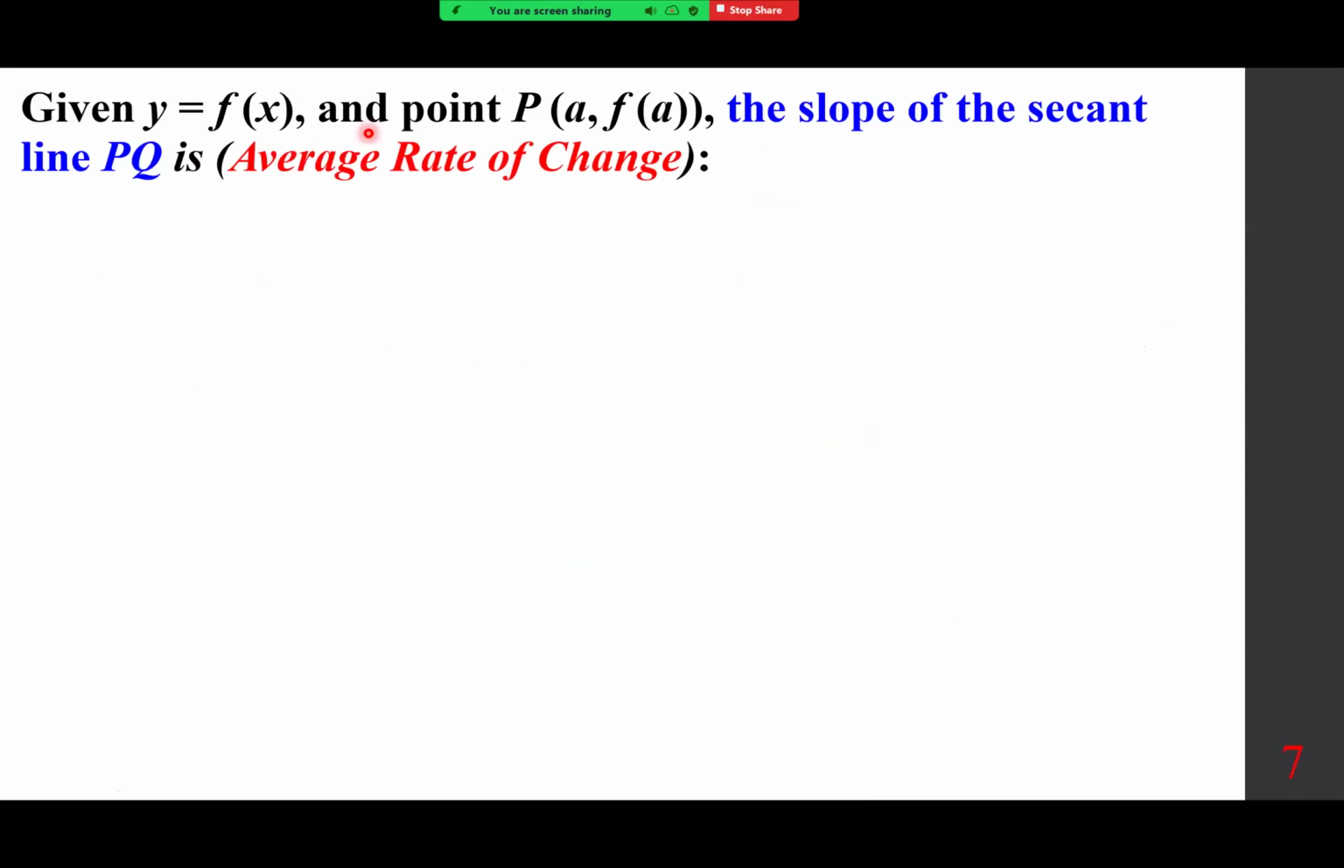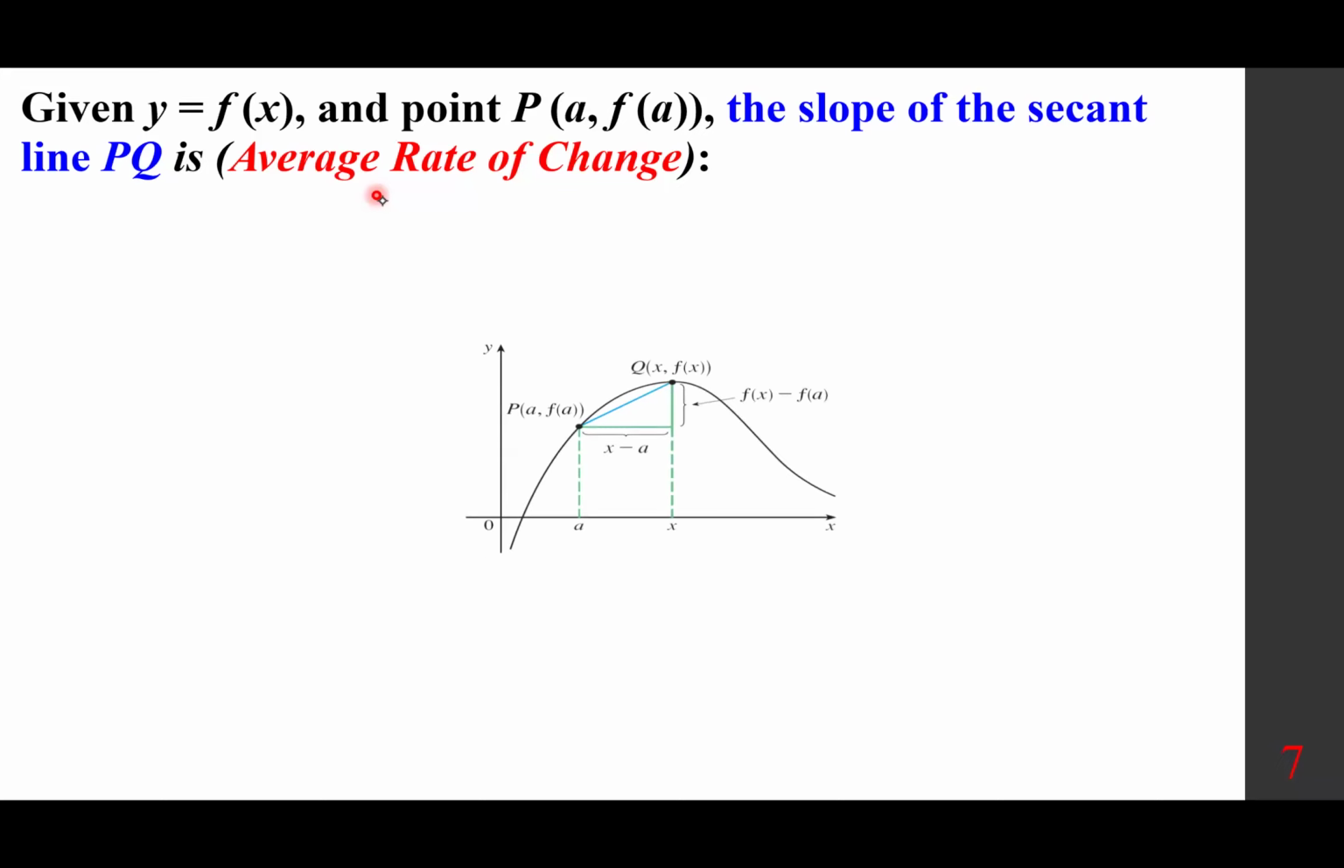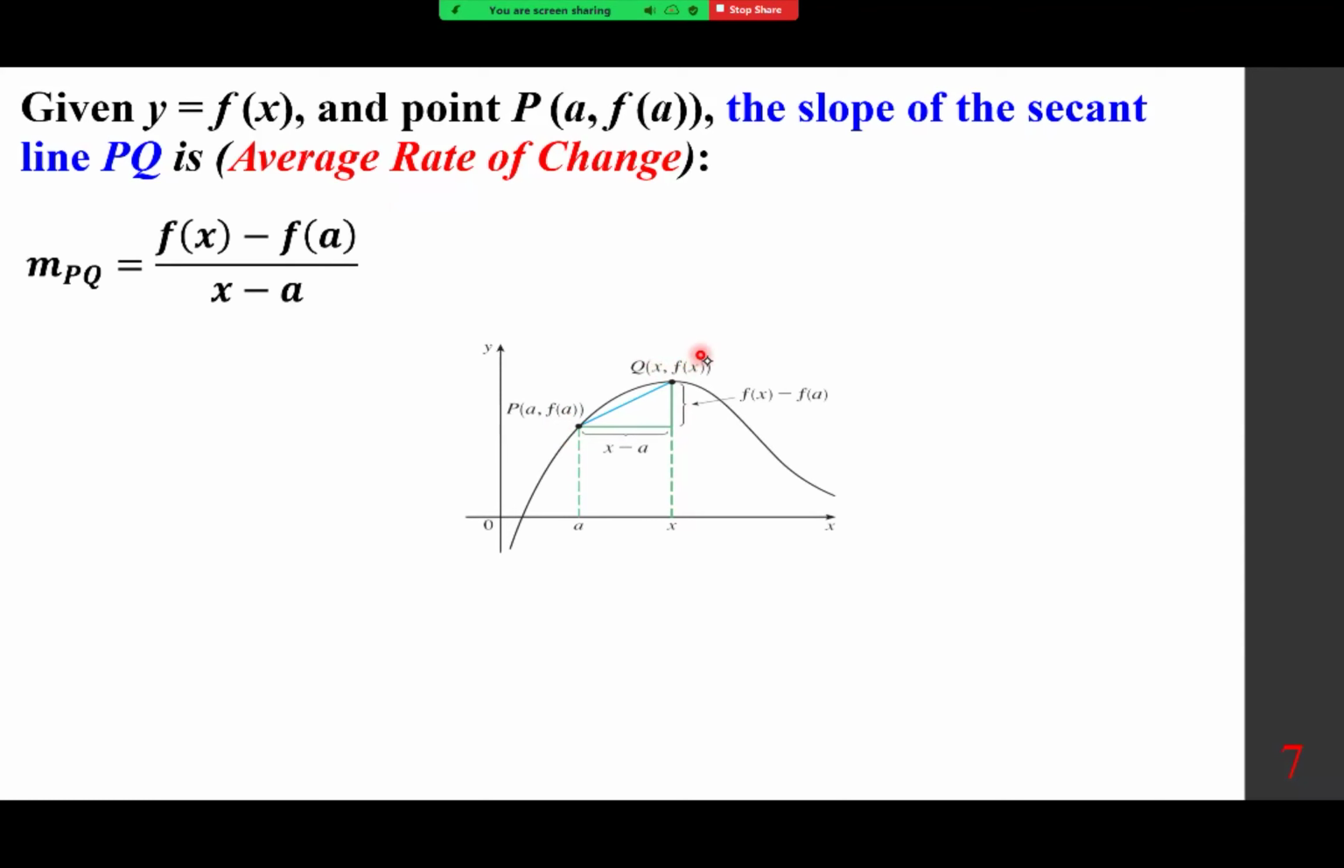So given y equals f of x and point P with coordinates a and f of a, the slope of a secant line is simply rise over run, everybody. So when we look at this one, we say this has coordinates a and f of a. This one has coordinates x and f of x, so it would be f of x minus f of a over x minus a.